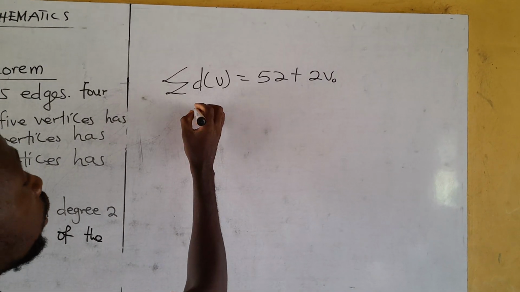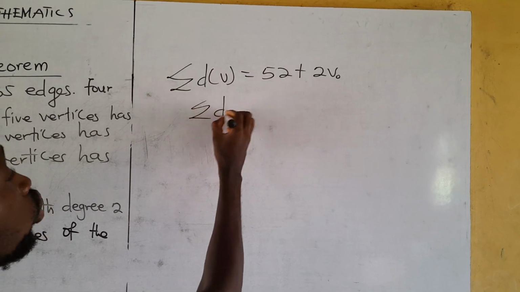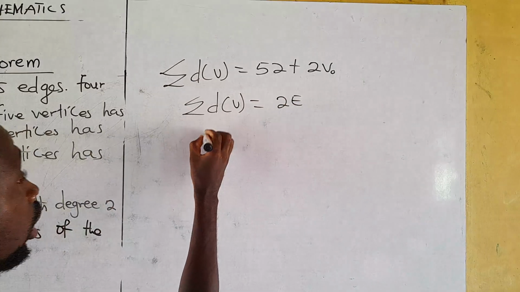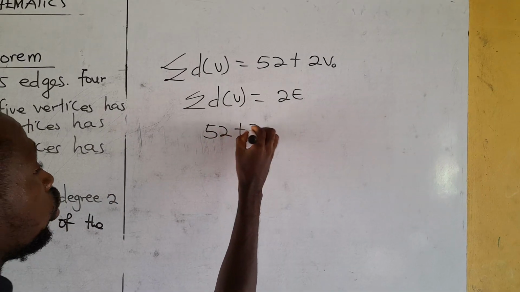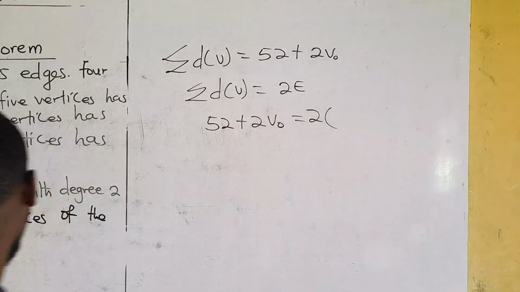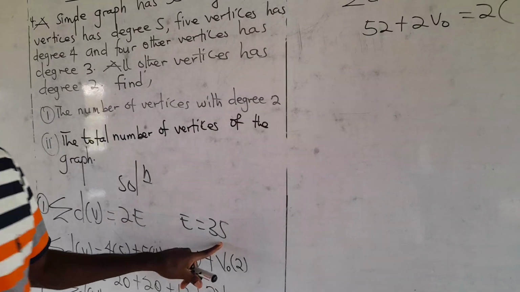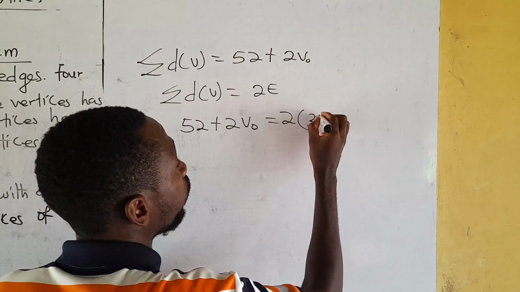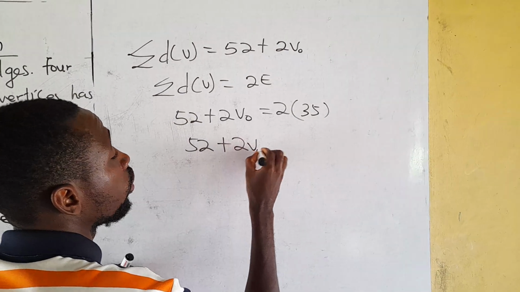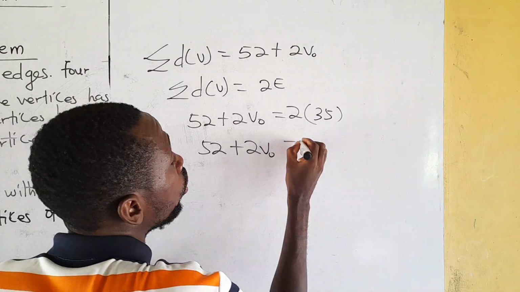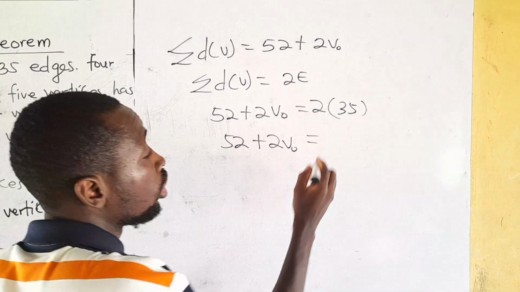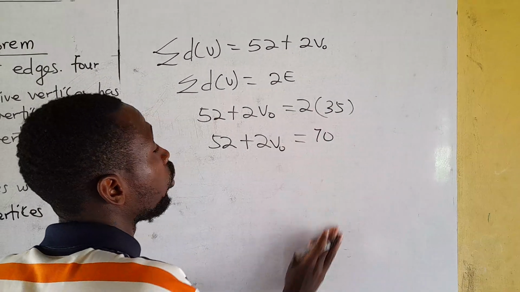So we can say from the handshaking theorem that the total degree of all the vertices is twice the number of edges. So we can say 52 plus 2 v subscript 0 will be equal to 2 times the edges. And what's the edges? The edges is 35. So 2 times 35, where v subscript 0 is all other vertices, will give us 70. 2 times 35 will give us 70.